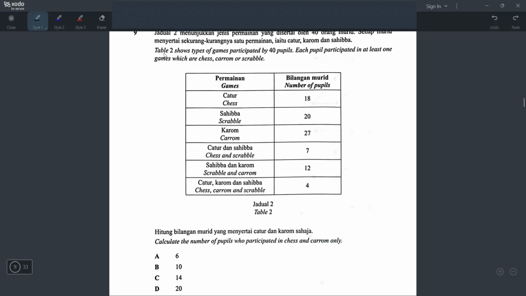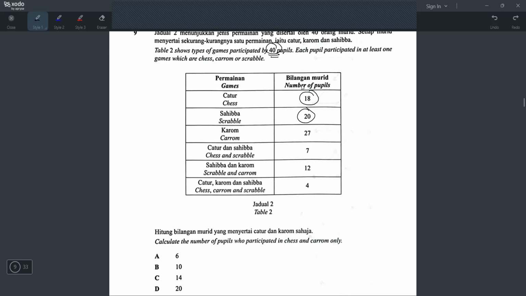Let's continue with number 9. Table 2 shows the type of games participated by 40 people. So this is definitely the total. Each pupil participated in at least one game, which are chess, carom, or Scrabble. So there are 40 students, but each pupil participated in at least one game, which means some students participate in more than one game. So what does it mean by this? It means if you add all these numbers together, you will not get 40.